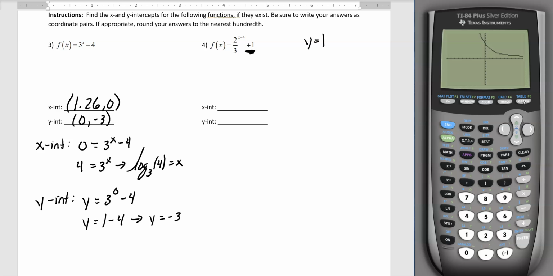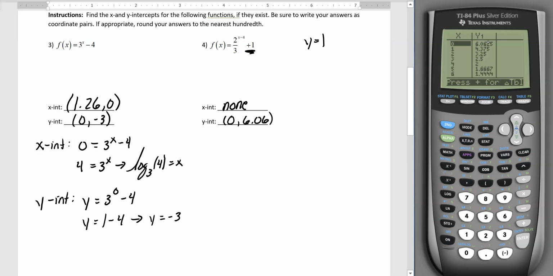That means we will not have an x-intercept. My graph will never go below y equals 1, so it will never cross the x-axis. I don't have an x-intercept here. Now to figure out my y-intercept, I'll hit second table. When x is 0, y is 6.06. So (0, 6.06). And there we go. Not every exponential function will have an x-intercept, but every exponential function will have a y-intercept.